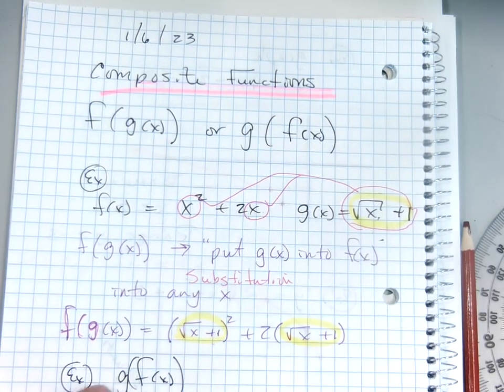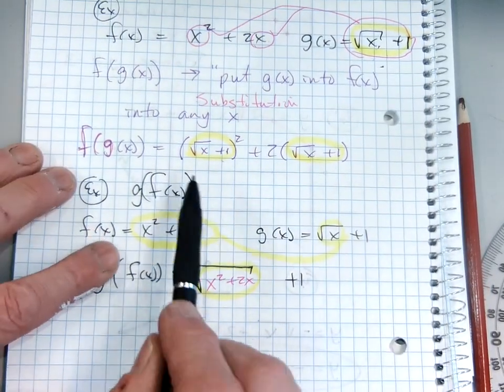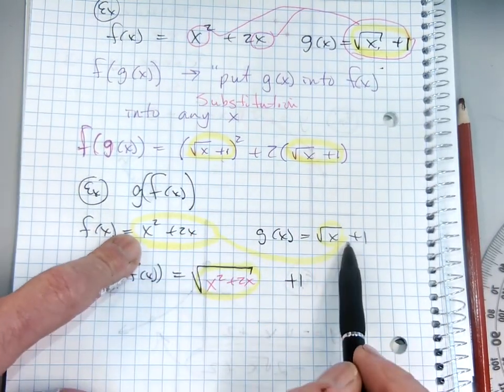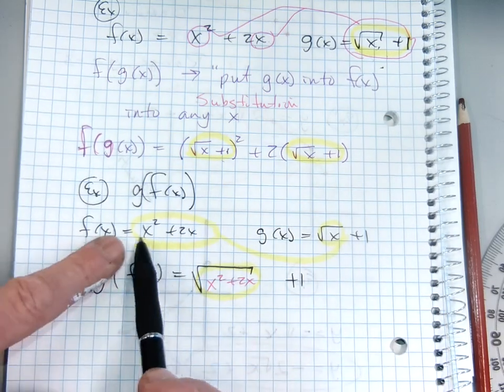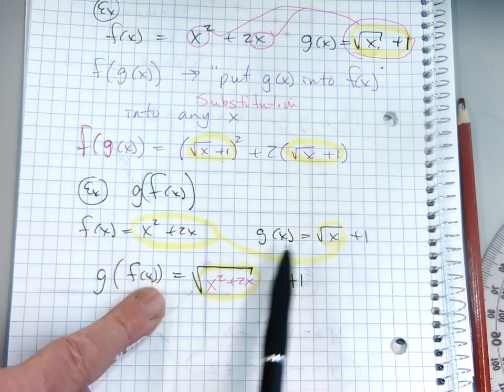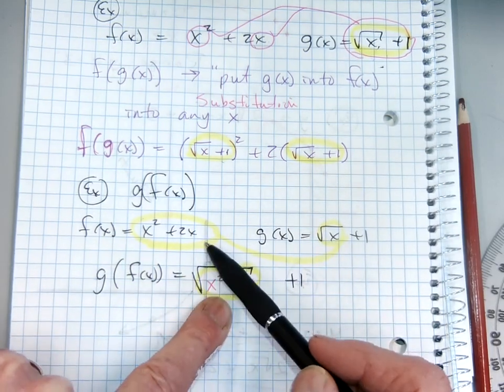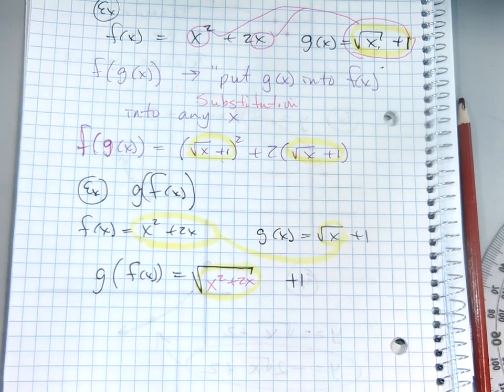Now, g of f of x is just the same thing. We're going to put f of x, which is this one, into g of x. Okay? So then we take this function, we plug it into g of x, which should put it into your x. So we get the square root of, not x, but what f(x) is, which is your x squared plus 1. Okay? That's all this means.